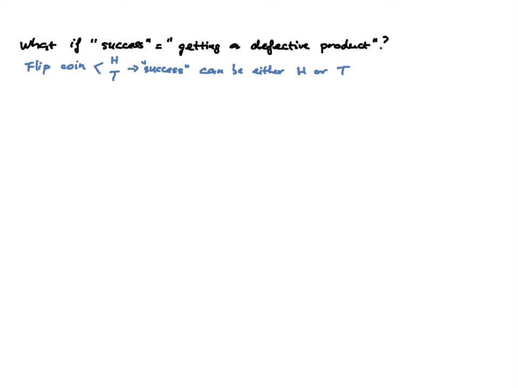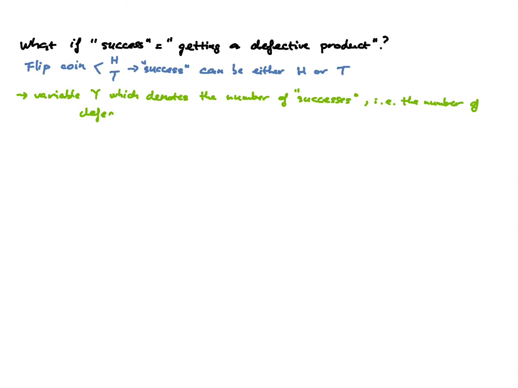problem here, right? So if I define success as getting a defective product, then the variable, I'm going to call it the variable y, which denotes the number of successes, i.e. the number of defective products, is also a binomial variable.